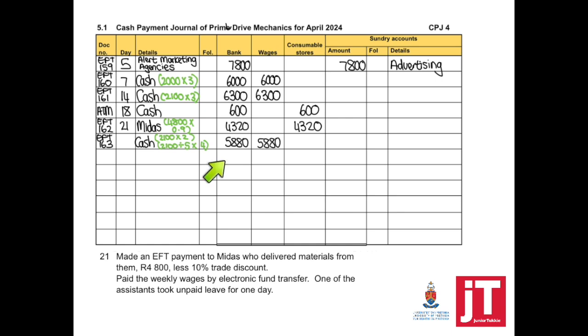Why did we make the payment? Because of wages. So take note, day 7, day 14, day 21, all of them, bank is credited, wages is debited. Just the amounts that are different. And that's where it becomes a bit more challenging, is when the transactions are given in this way, where calculation is involved.